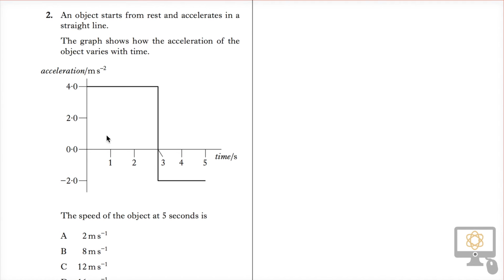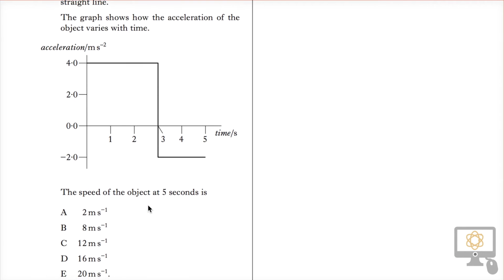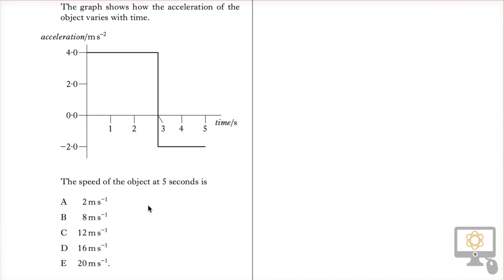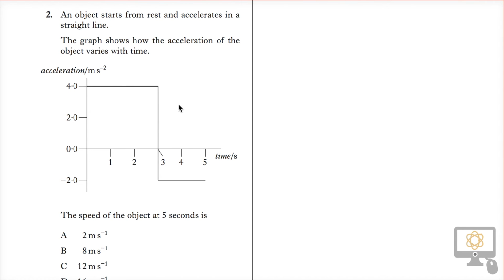And so we have our acceleration time graph here, a constant period of acceleration for 3 seconds, and then a constant period of deceleration for 2 further seconds. It asks what is the speed of the object at 5 seconds. So we must determine from this graph how to calculate the speed of the object after 5 seconds. A key thing to begin with is to note that the object does start from rest.